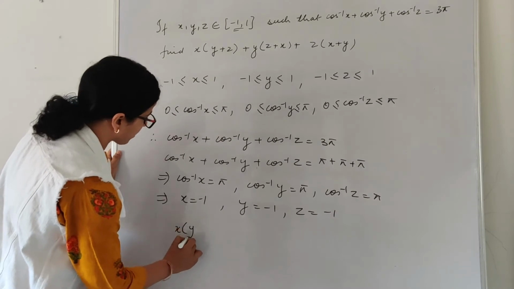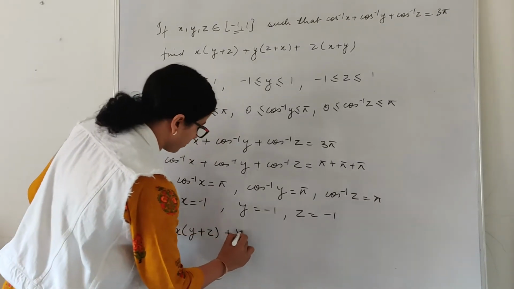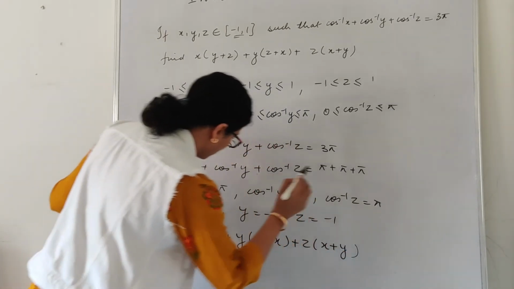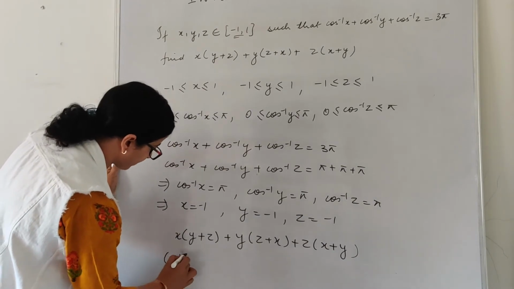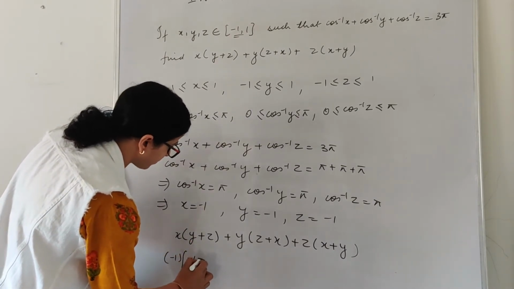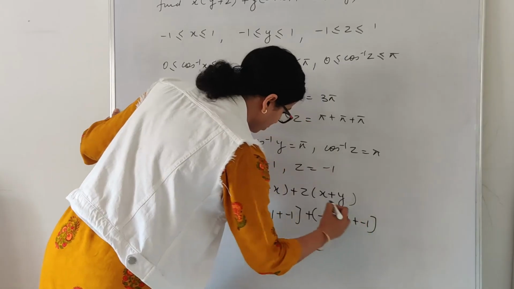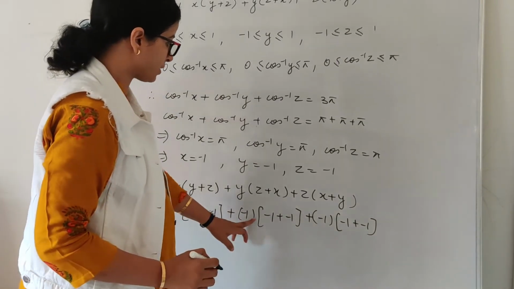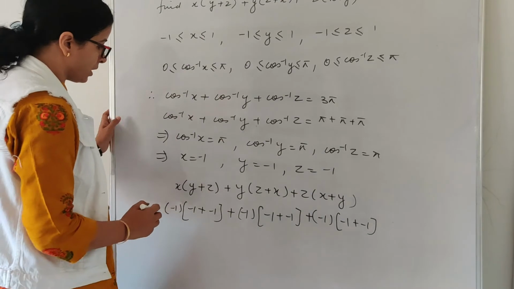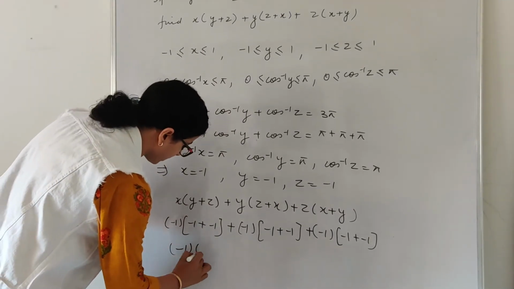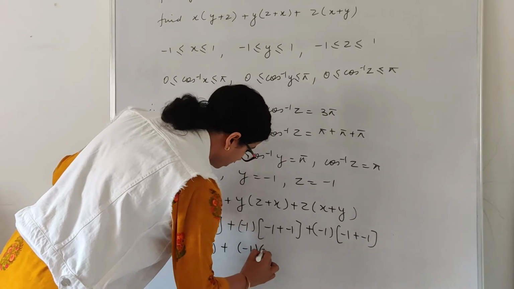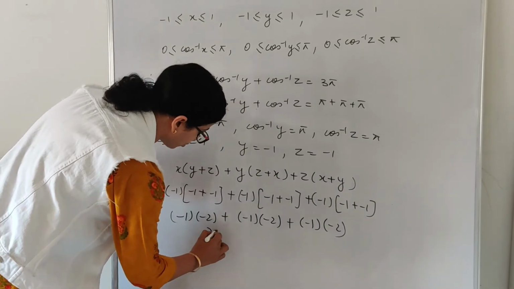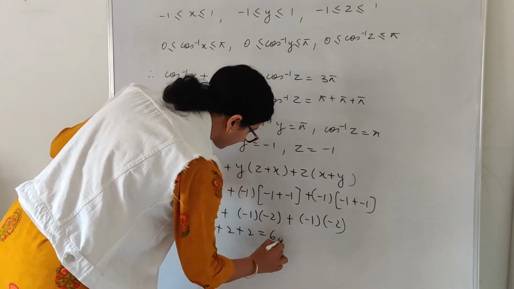So xy plus z plus yz plus x plus zx plus y. Substitute the values. So what are you getting? Minus 1 into minus 1 plus minus 1, so basically minus 1 into minus 2, minus 1 into minus 2, minus 1 into minus 2. So minus 1 into minus 2 plus minus 1 into minus 2 plus minus 1 into minus 2. So basically I am getting 2 plus 2 plus 2, which is equal to 6.